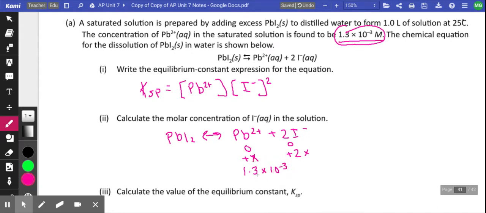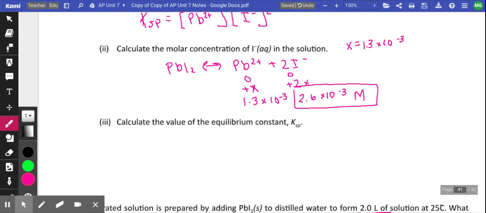So 0 plus X is equal to 1.3 times 10 to the minus 3. That tells me that X is equal to 1.3 times 10 to the minus 3. So I- then is 0 plus 2 times that X, which would give me 2.6 times 10 to the minus 3, and that's going to be in molar here.